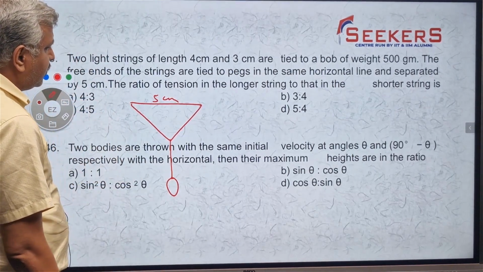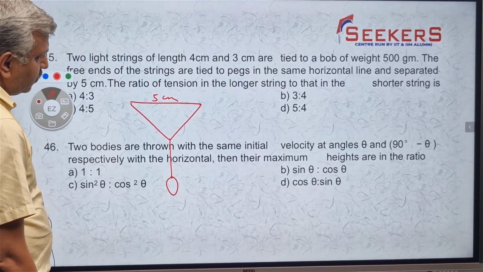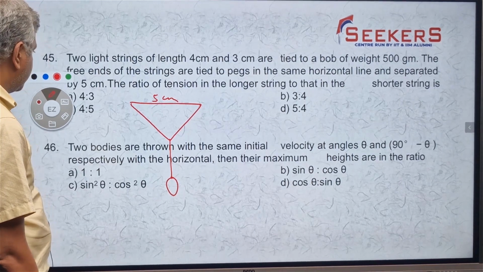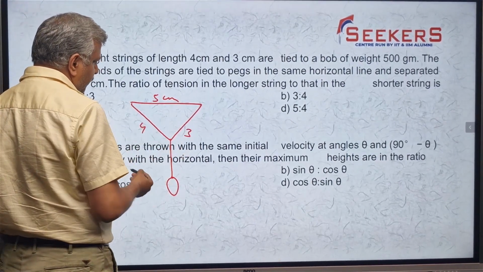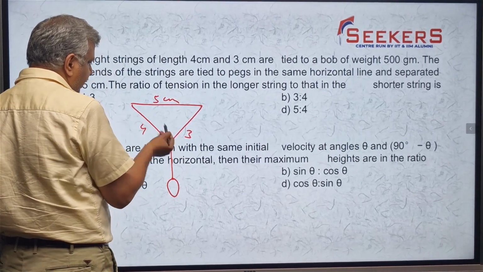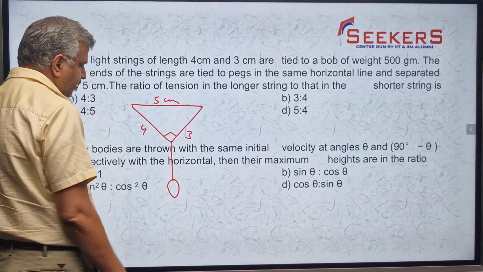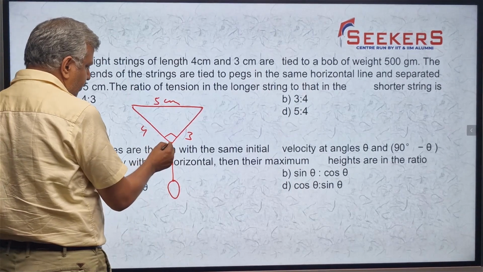The ratio of the tensions in the longer string to that in the shorter string is how much? So this is 5, this is 4, this is 3. So this is a perfect right angle triangle. So this angle is 90 degrees. So what can I do? I can resolve the forces.